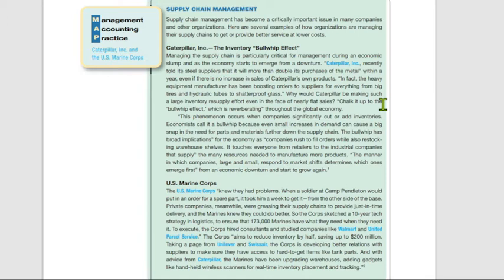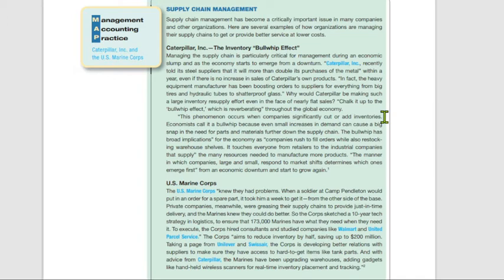The answer is, chalk it up to the bullwhip effect. So what does the bullwhip effect mean? This is a new concept under managerial accounting. This phenomenon occurs when companies significantly cut or add inventories. So kung significantly binabaan yung inventory, that is a bullwhip effect. Also, kapag naman nag-add ng large volumes or large supply efforts, that is also a phenomenon under the concept of bullwhip effect. So what does it mean?